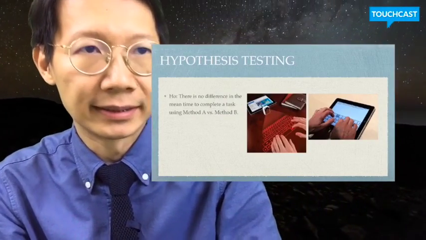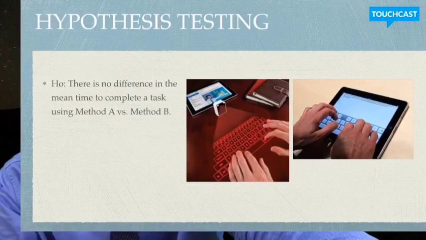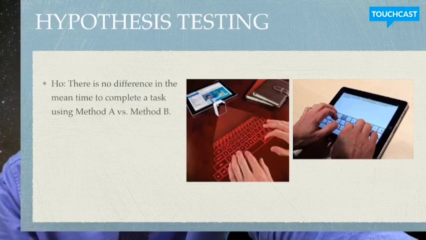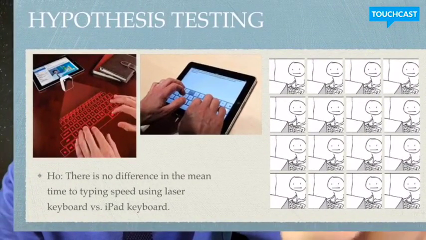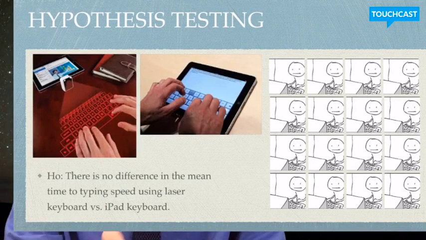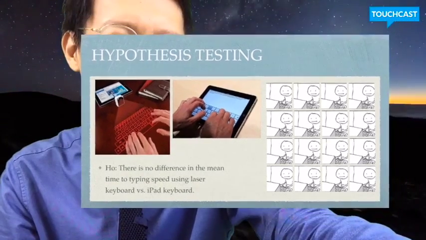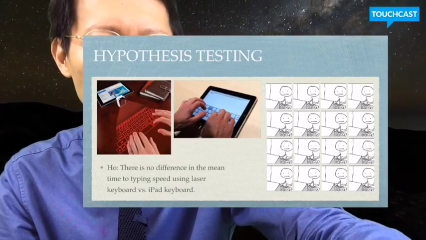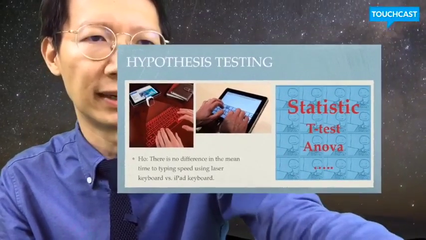Hypothesis testing: there is no difference in the mean time to complete a task using method A and B. For example, in this one we use a laser keyboard compared to the iPad keyboard. And you can see that there is no difference in the mean time of typing speed using the laser keyboard versus the iPad. And if you take a look at the right side, it's a number of subjects that can be tested. So you cannot use only one person to test, but we need to use statistics like t-test and ANOVA.